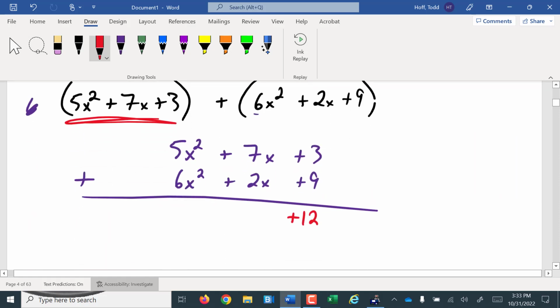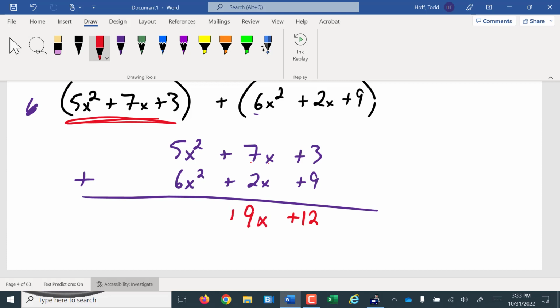Second is we can have more than one digit in a single place value. We never carry with algebraic numbers. So 3 plus 9 is 12. It's a positive 12, so I put a plus with it. 7x plus 2x is 9x. Again, it's positive, so put a plus there. 5x squared plus 6x squared is 11, and we keep the same name, x squared.